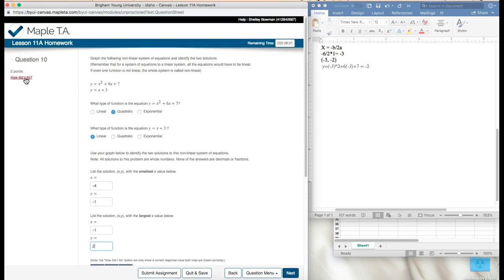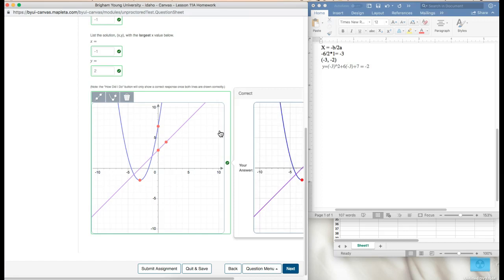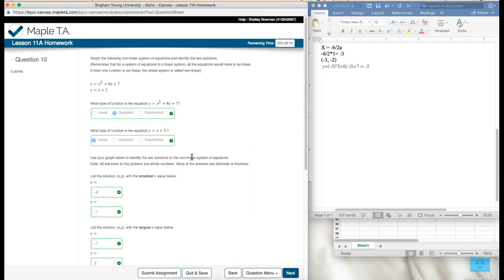And I think that was the last question there. All right, so we can verify that. It's validating to have all of the green check marks. Good luck on question number 10.